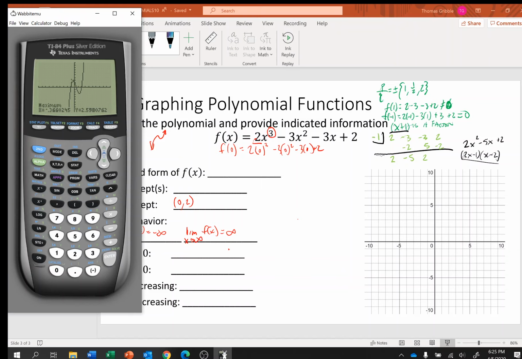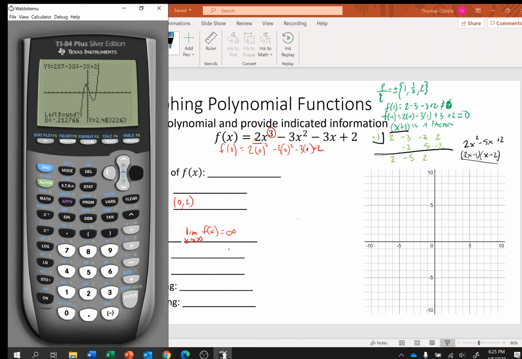Then we're going to do the same thing, but now we hit second calc, and we're going to find a minimum. So we guess somewhere to the left of that minimum, where it kind of drops down below the x-axis there. Somewhere in this area, let's keep going. It's very slow to respond here for some reason. Okay, so let's guess right there.